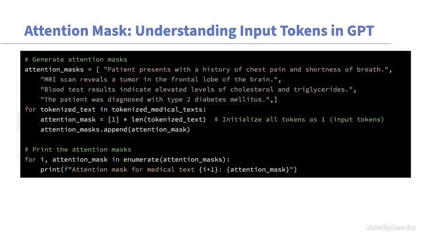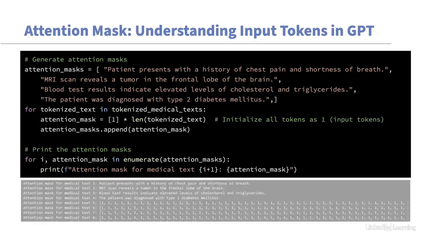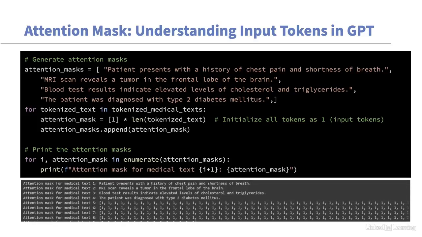Let's use this opportunity to compare the difference between how BERT and GPT handle attention masks during our domain example. As we saw earlier in the video, BERT requires explicit padding to ensure that all input sequences within a batch have the same length. GPT does not require explicit padding because all tokens are considered as input tokens, and there are no padding tokens.